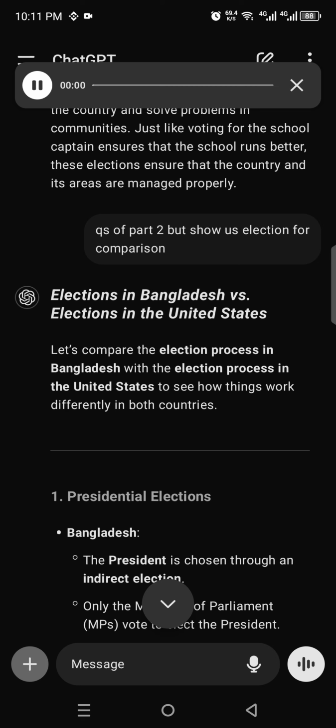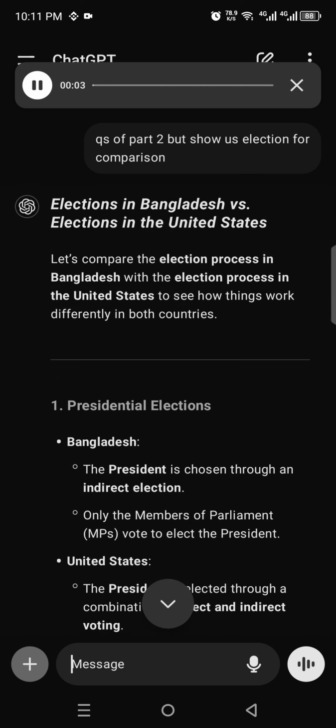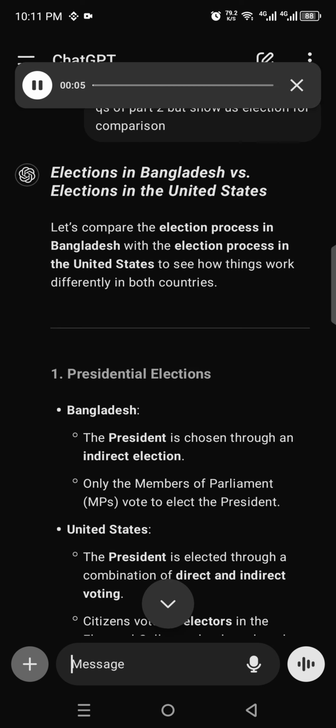Elections in Bangladesh versus elections in the United States. Let's compare the election process in Bangladesh with the election process in the United States to see how things work differently in both countries.